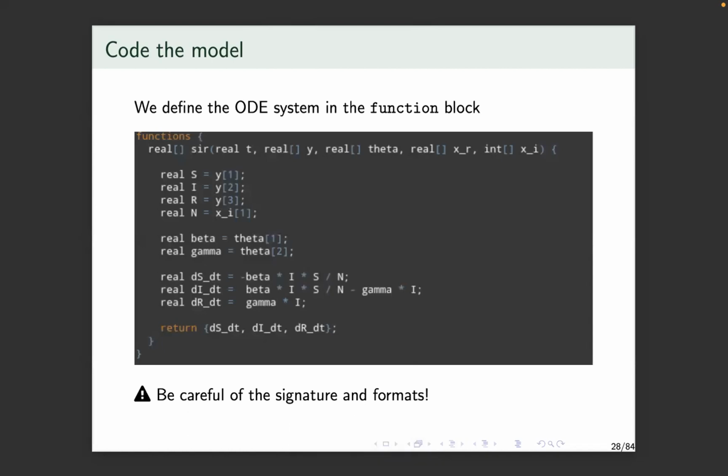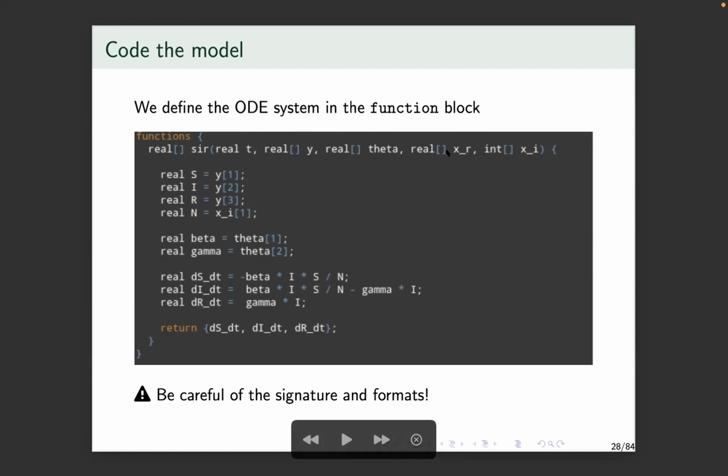So now we need to specify this in the functions block. Not each Stan model will have a functions block, but once we are working with ODEs, it's really convenient to separate the ODE from the rest of the model. And this is where and how we formulate it. So the signature here is that we need to provide the state at time t. The state is encoded in the array y. Then in the theta array, we will pass the parameters which will be involved in the ODE.